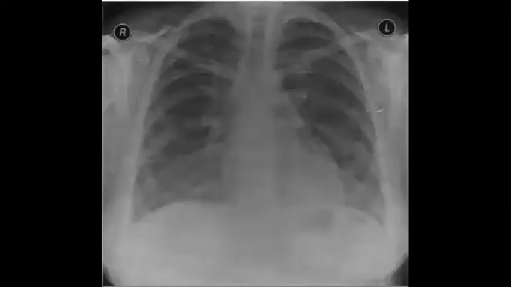The quality of this image is not very high, but let's try to find anything.